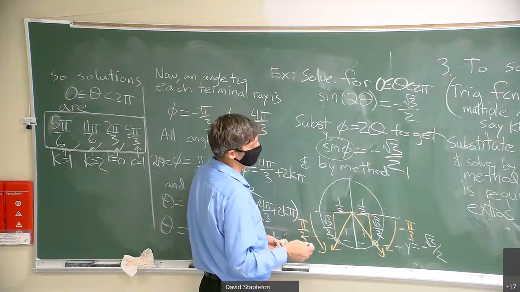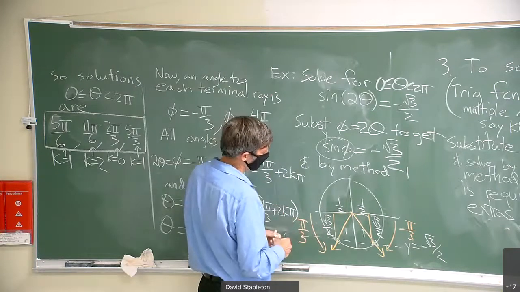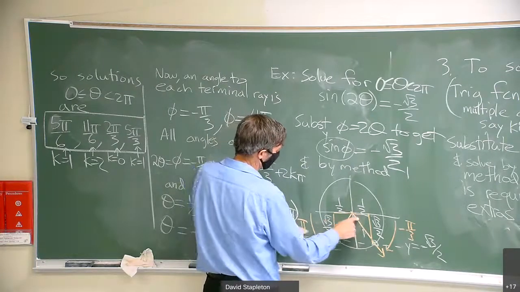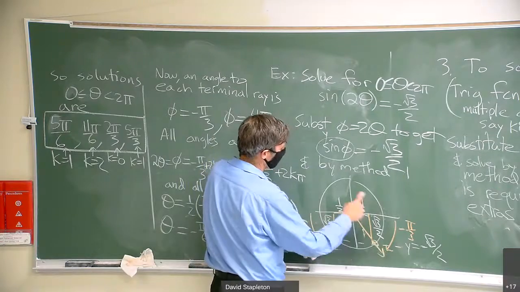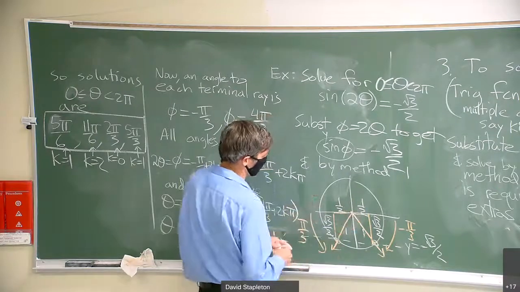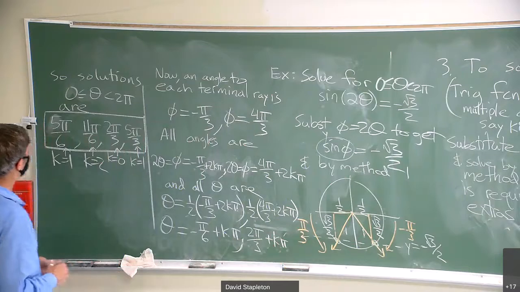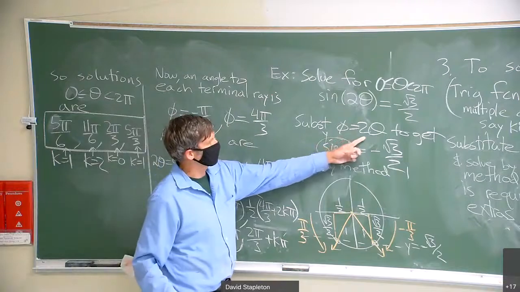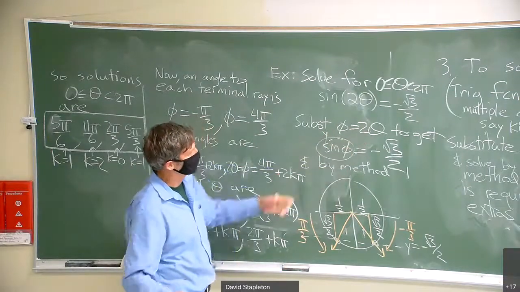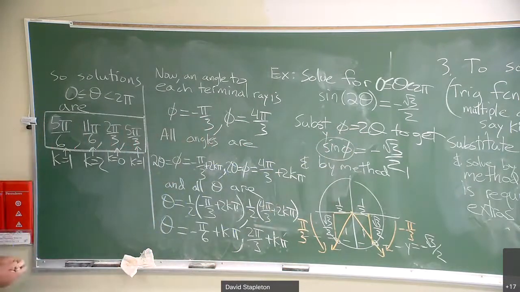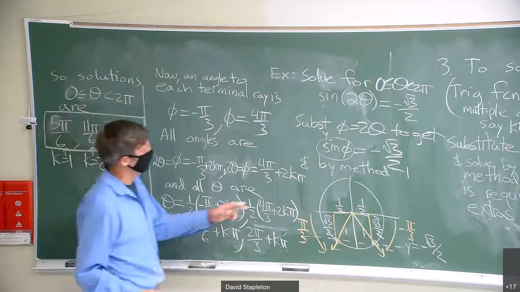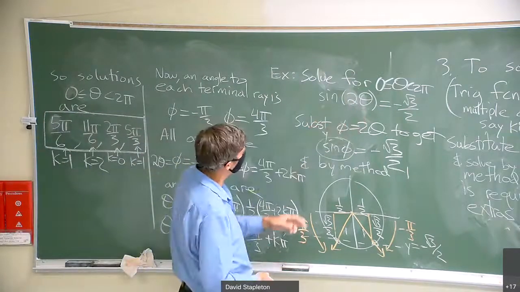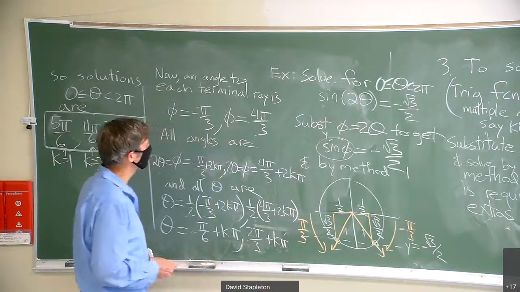All right. So I'm saying what I think is the easiest way is to find the two terminal rays and all coterminal angles, then just throw out the ones you don't want. So that's what we did here. We found 4 solutions. And if this was 3 theta, we would have found 6 solutions. If it was 4 theta, we would have found 8 solutions, right? So you can get quite a lot of solutions if you have a trig function of a big multiple of theta equals some number.